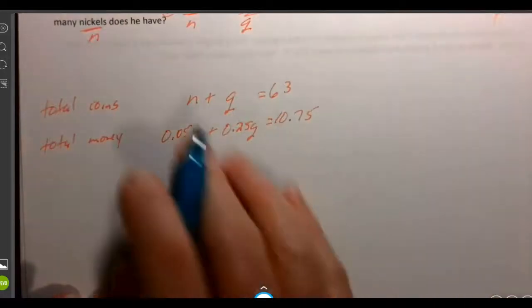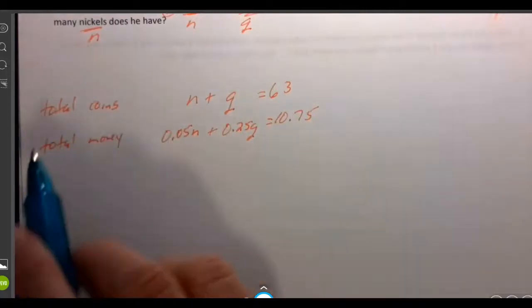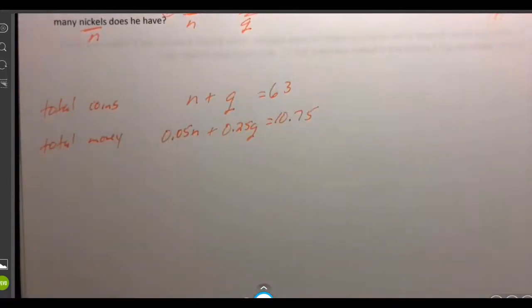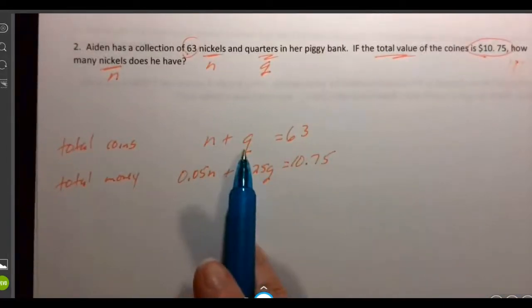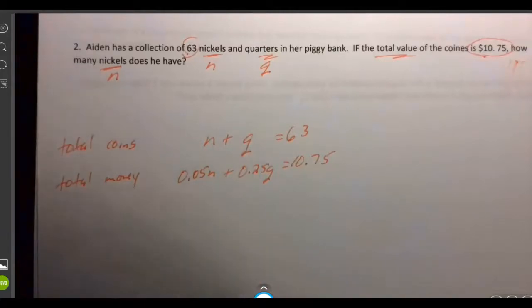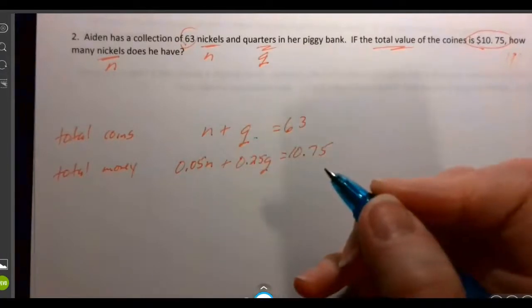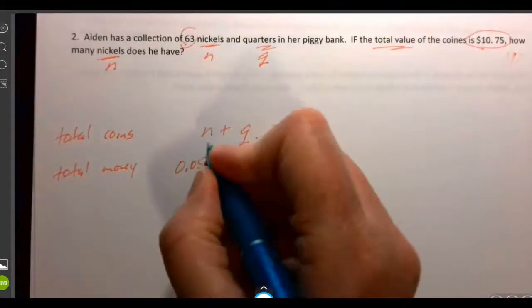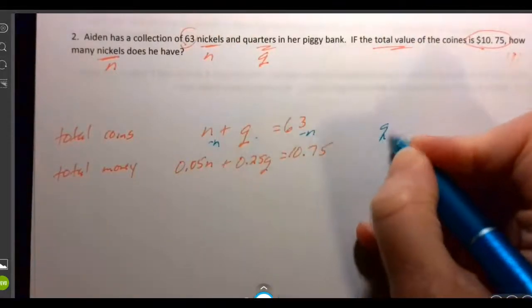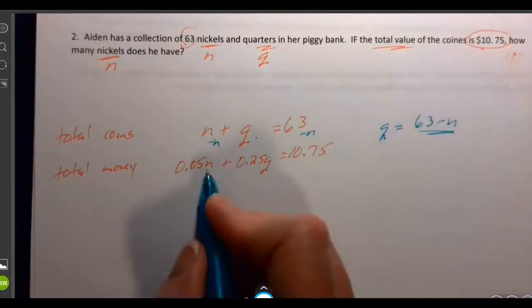Multiply that top equation. So I'm going to move it over, and since I want to find the number of nickels, I'm going to make this so that I can just solve for nickels. So I'm going to have this in terms of nickels. So that means I'm going to solve for quarters. And don't worry about that too much. That was probably a little more than what I needed to. So I'm going to subtract an N from both sides, and I get quarters is equal to 63 minus N. This is what I'm going to plug in place of this.